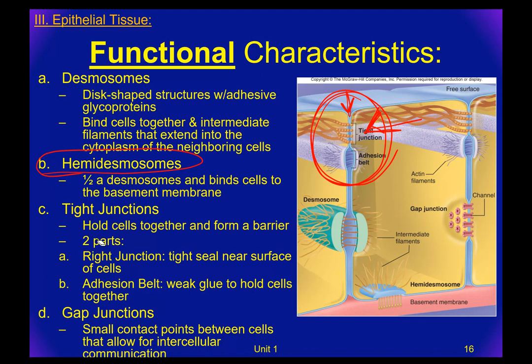Then finally, we have gap junctions. Gap junctions make a gap. They literally make a space in between cells. It's small contact points between cells, and it allows for intercellular communication. So I'm going to blow this up.